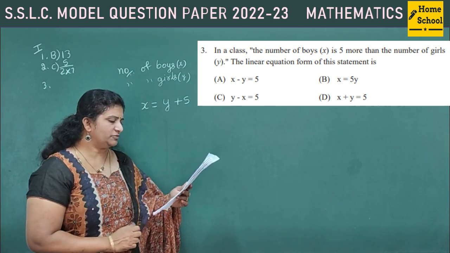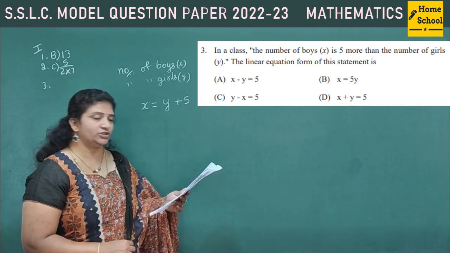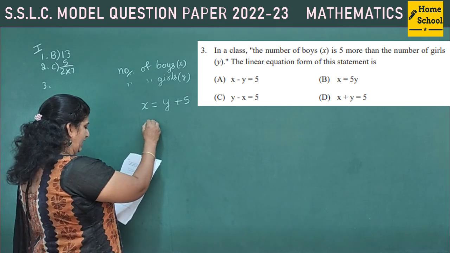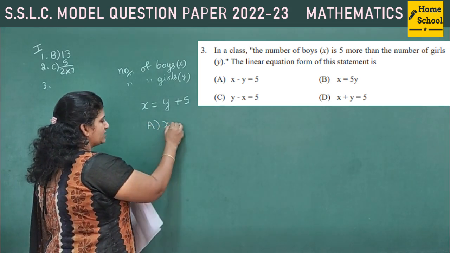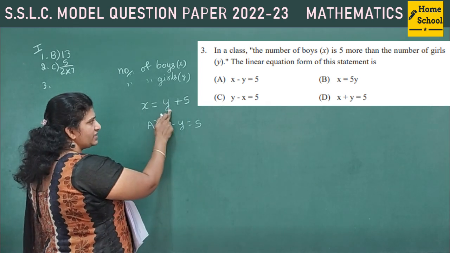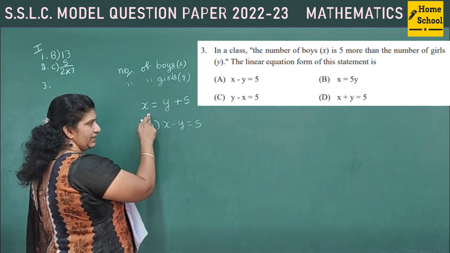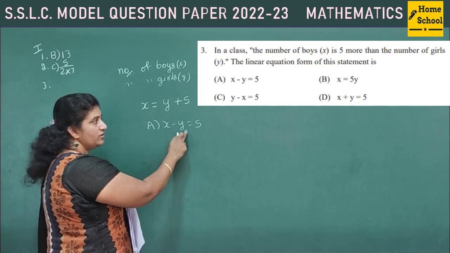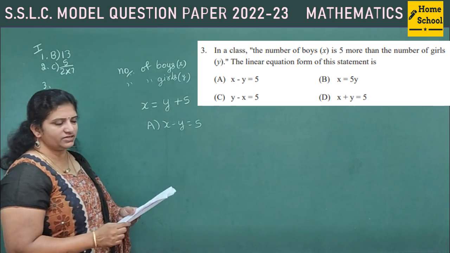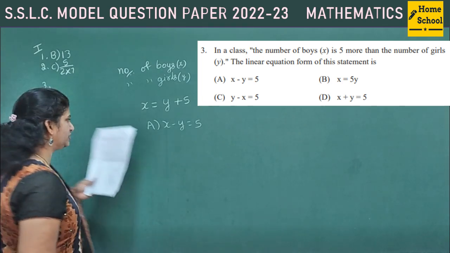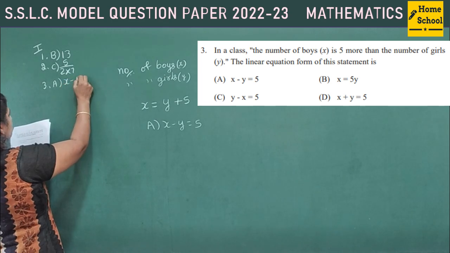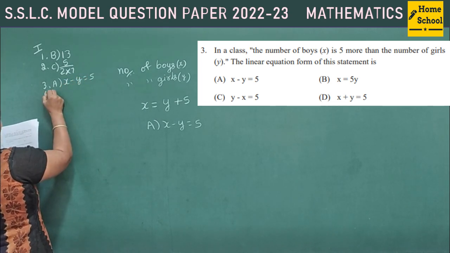So check for this option. No, we don't have this option. So look over the options. Options, I think A, what do you have? X minus Y is equal to 5. Check this option. If this Y is transposed other side, it becomes X minus Y. So I think X minus Y is equal to 5 is the right answer. If you want, you can check other options also. Third one, answer is option A, X minus Y is equal to 5.